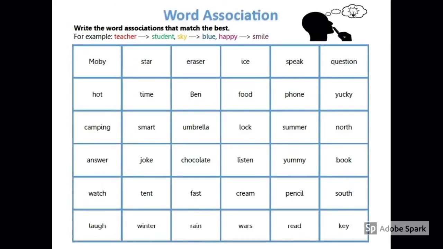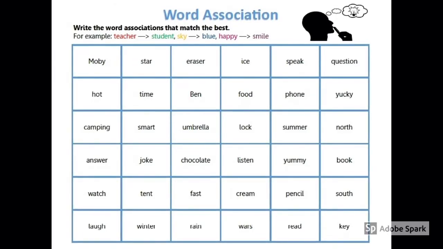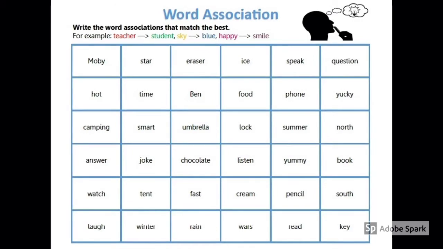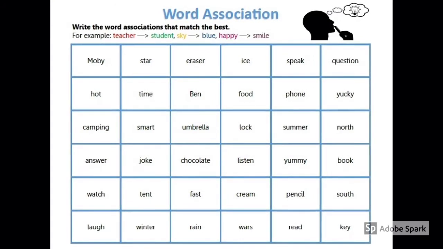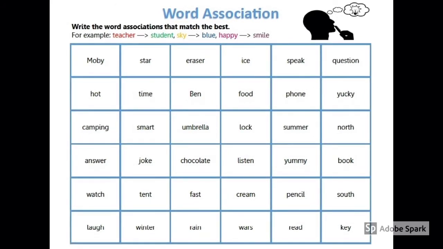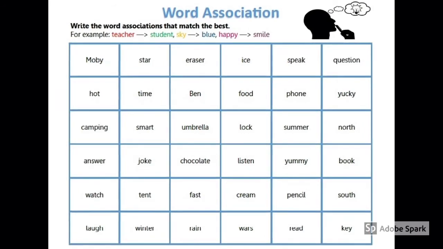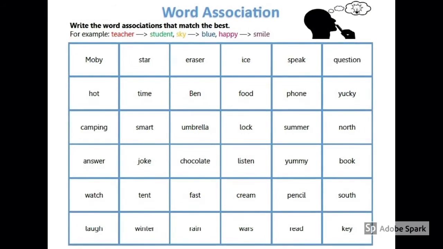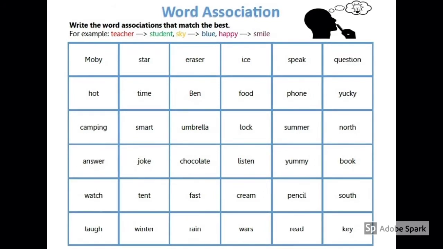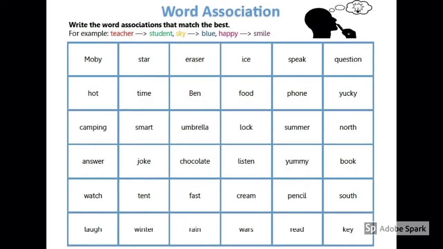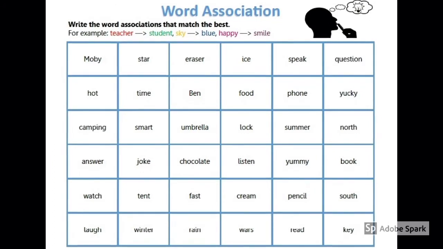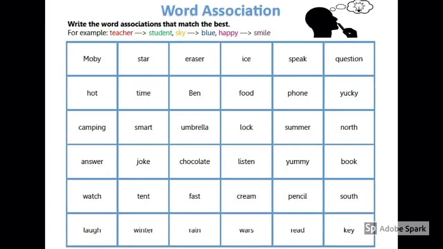A good example of what I'm talking about can be seen here in this puzzle. There's a word hot, and most people associate hot with a temperature or a season like summer. And yes, there is hot and there is summer in this puzzle, but there's also summer and winter. In this puzzle, the match is hot and chocolate. Hot chocolate.